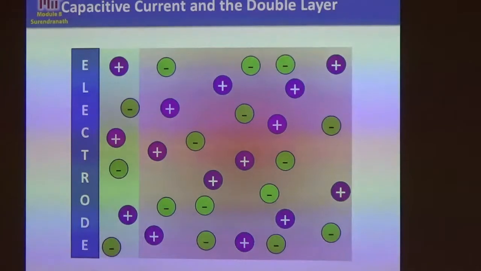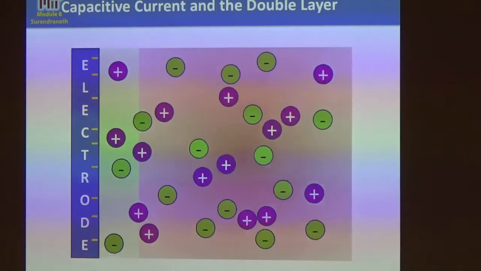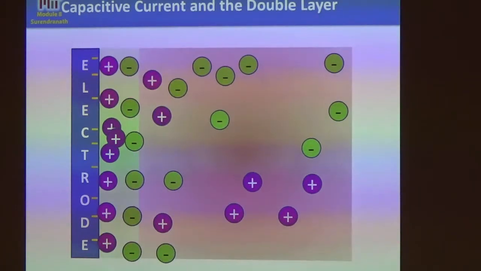Okay, so if I know something overall about how the cell is working, let's dive a little bit more deeply into what's really happening at my electrode when I apply a potential. When I apply a potential, what's really happening is I'm moving electrons to that electrode, and that's causing a local reorganization of the counterbalancing charges.